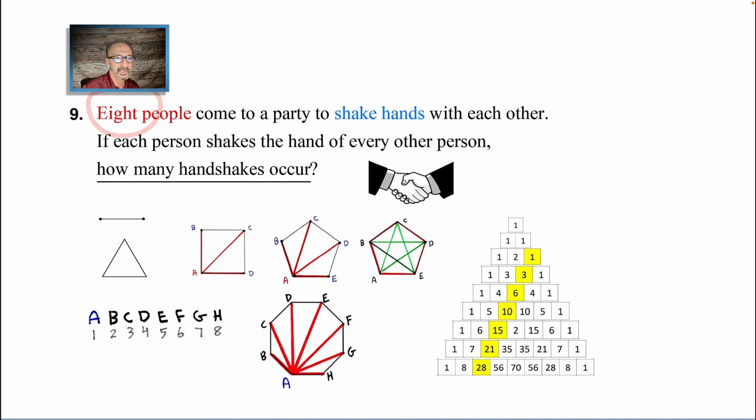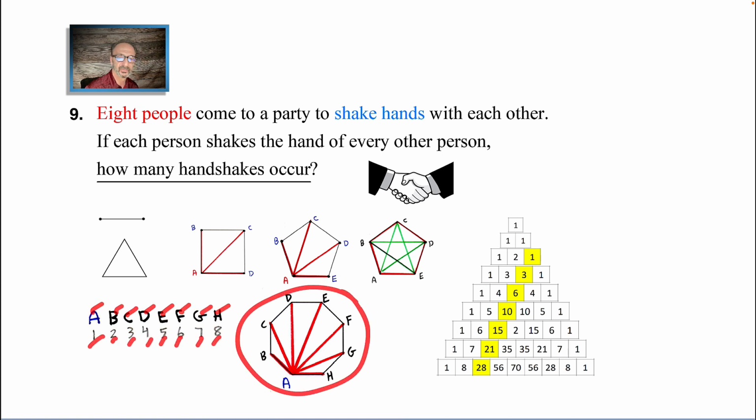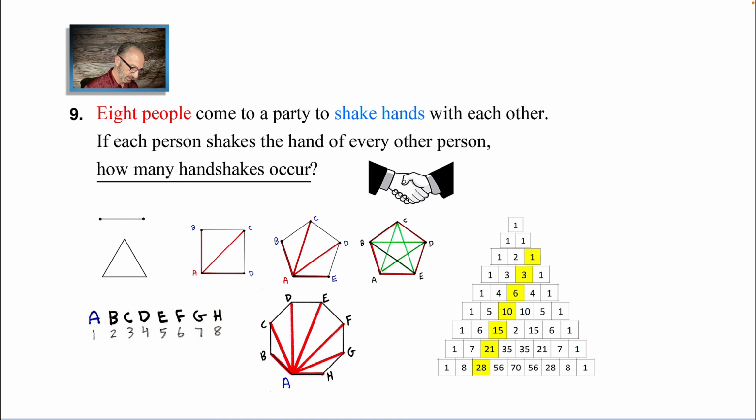Ours is 8 people. That's 8. A, B, C, D, E, F, G, H, 1, 2, 3, 4, 5, 6, 7, 8, and that is our graph. As I said earlier, focusing on one person, let's say A, and if you want to count how many handshakes, it's not going to be 8 because he can't shake hands by himself. It says every other person. So it's going to end up 7. A will have 7 different handshakes. Let's count them. 1, 2, 3, 4, 5, 6, 7.